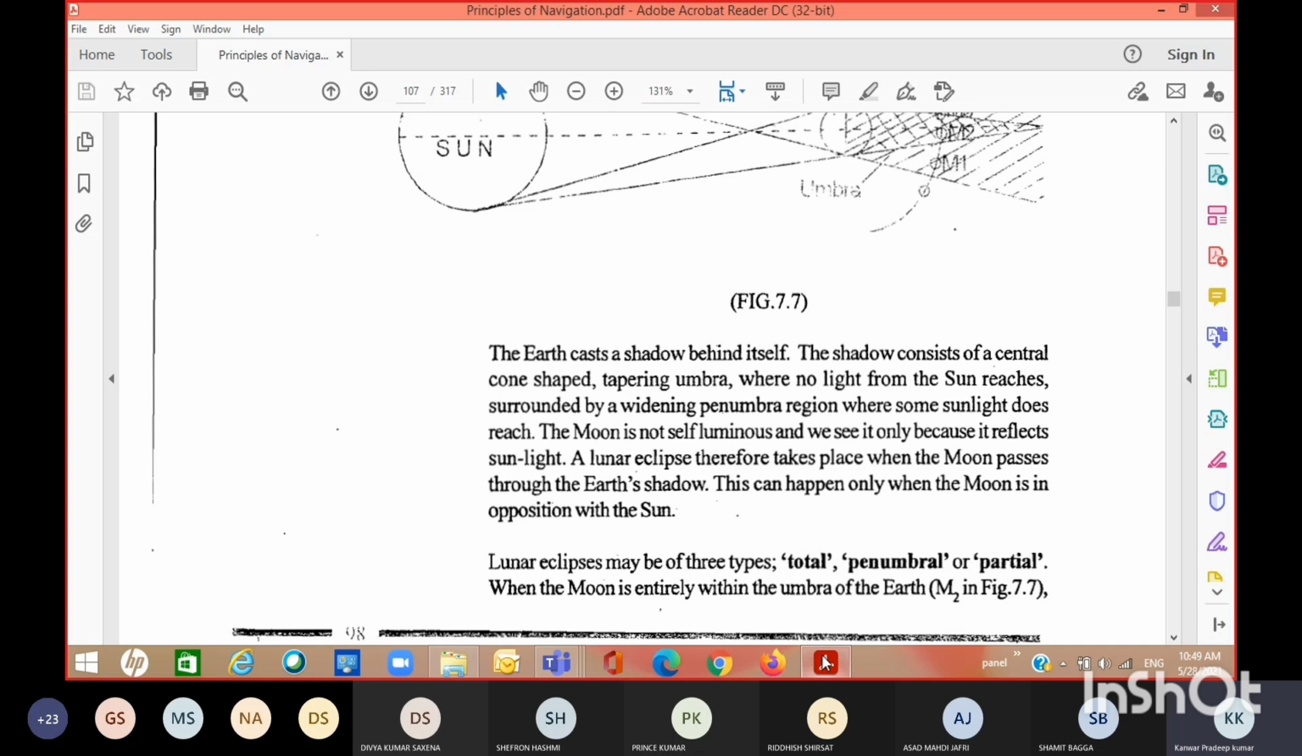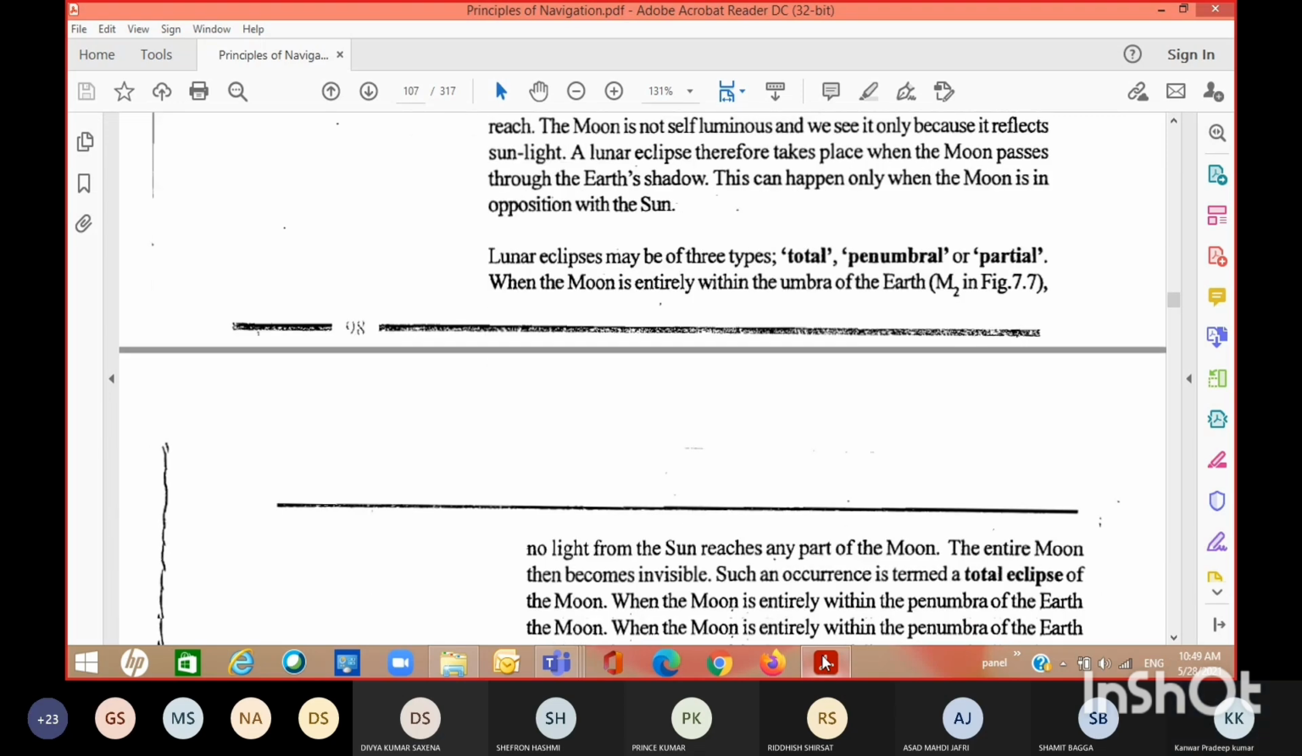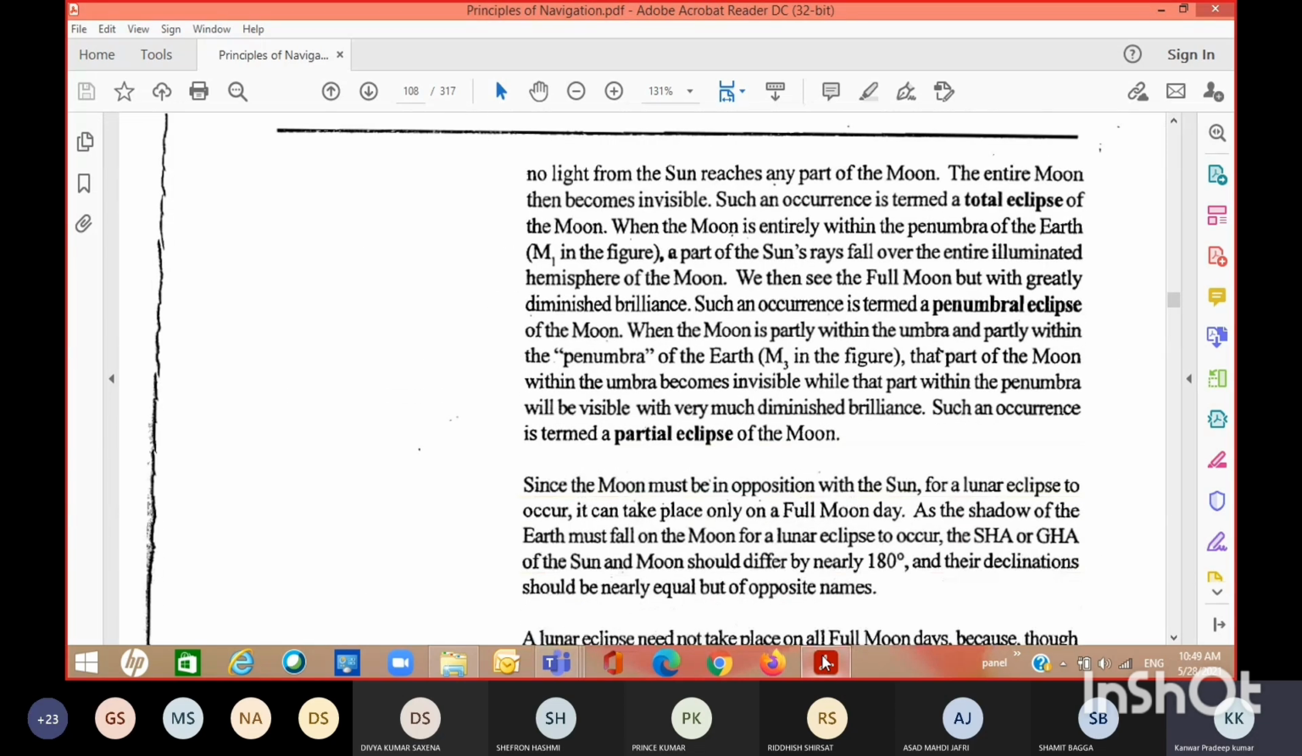Lunar eclipse may be of three types: total, penumbral, and partial. When the moon is entirely within the umbra of the Earth, no light from the sun reaches the moon, and it becomes invisible. It is a total eclipse. When the moon is entirely within the penumbra region, a part of the sun's rays fall over the entire illuminated hemisphere of the moon.